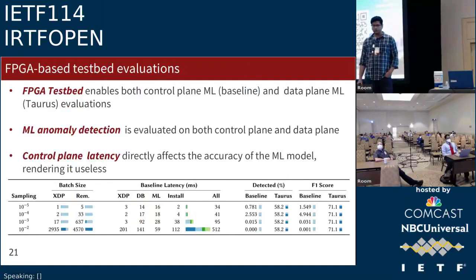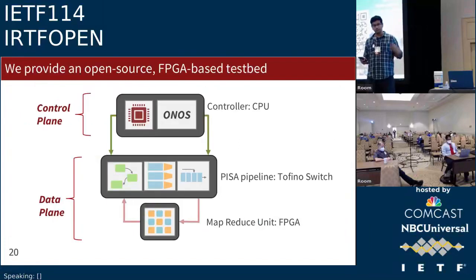So just a quick demonstration of this testbed. We did essentially the example I mentioned earlier about anomaly detection, where we're trying to do detection of anomalous packets in the control plane, or we're trying to use Taurus and do anomaly detection in the data plane. With the testbed that I just showed you, you can do either. In the case of Taurus, we'd be placing our anomaly detection application on the FPGA, while if we're trying to do control plane based anomaly detection, we would run it at the controller on the CPU.